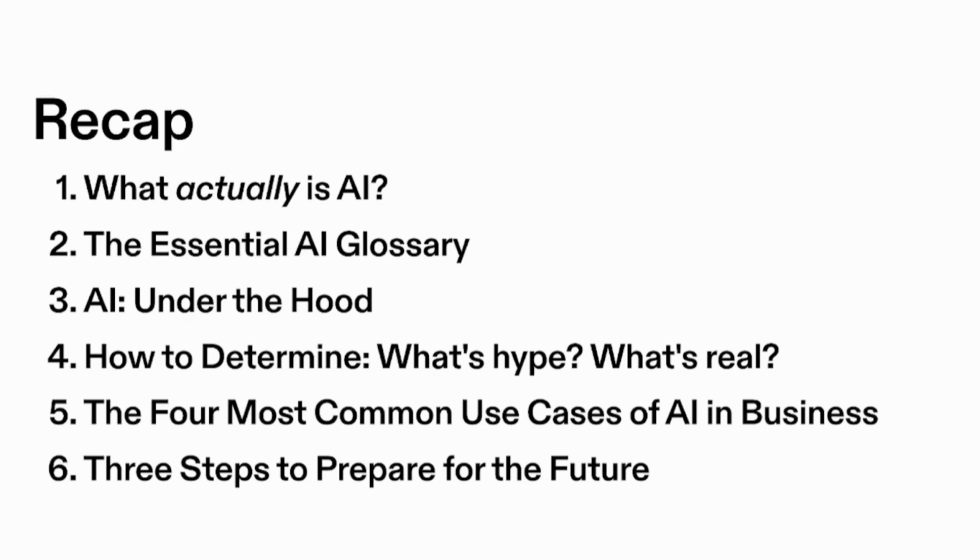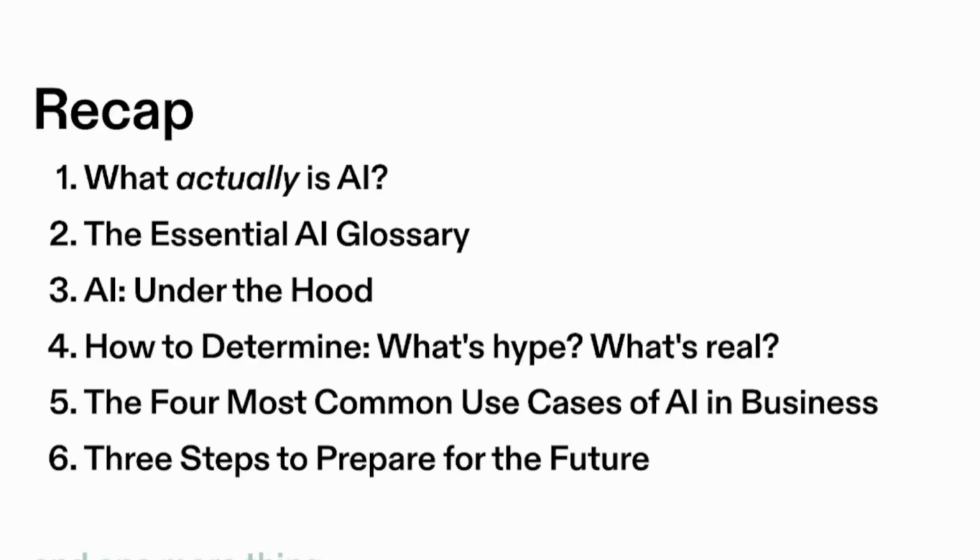So hopefully that's been useful. Just to recap, this is everything we've gone through today. I've tried to make it short, so it's probably been a bit of a blast. I'll do more detailed content on these different sections later. If you're interested, let me know. So we've gone through what actually is AI. We've gone through the essential AI glossary. How does it work under the hood? How can you differentiate between what's hype and what's real? Hopefully you understand some of those differences now. 4 common use cases of AI in business that I think everybody should be using because you probably have those roles. And then 3 steps to prepare for the future.